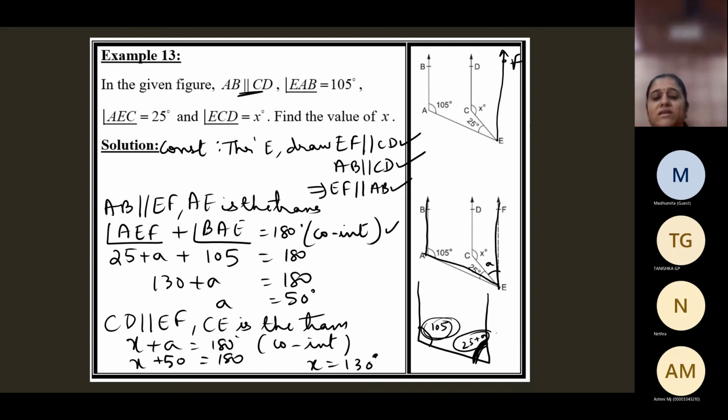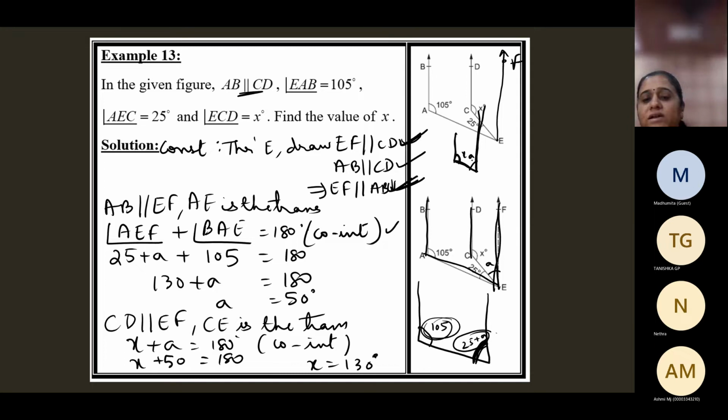Next, take the other set of parallel lines. You already took AB parallel to EF. Now CD is parallel to EF, your construction. There's a transversal like this, and this is EF. There's X here, there is A here. This is CD, transversal CE, and EF, which is the other line.